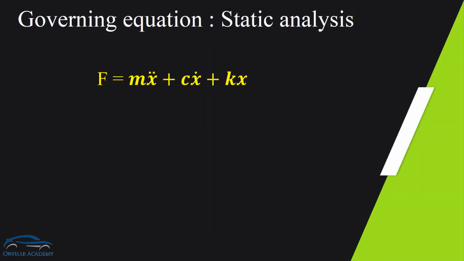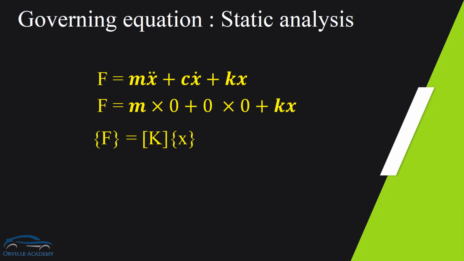Now let me put all these values over here. So you can see F is equal to m into 0, since acceleration is going to be equal to 0, plus 0 into 0, that is damping is 0, velocity is 0, plus kx. If I solve these things, I will simply get F = kx. And my dear friends, this is the equation that software is going to solve in the background.